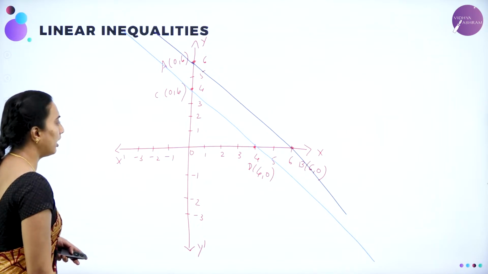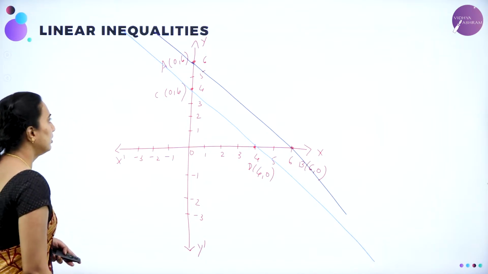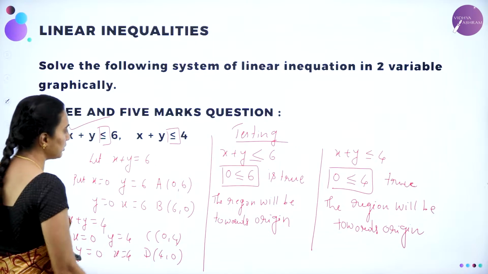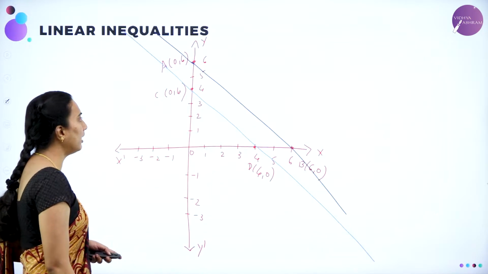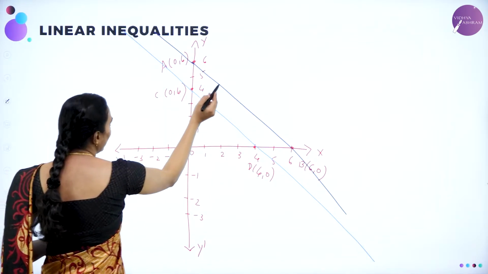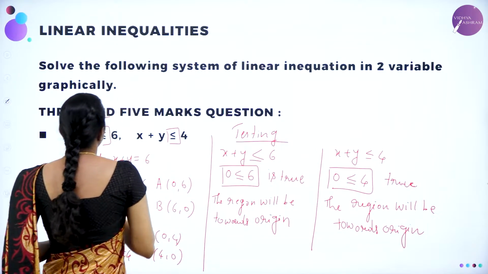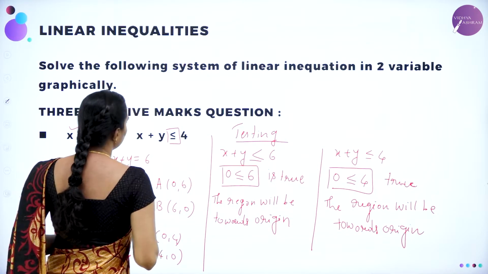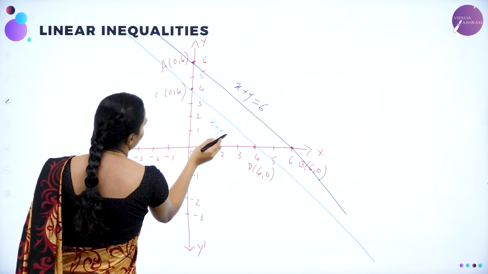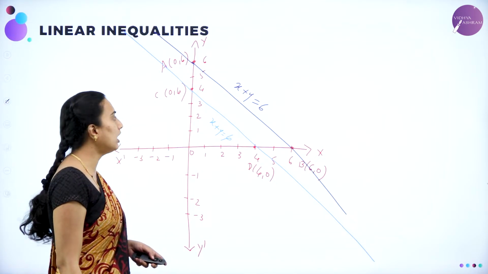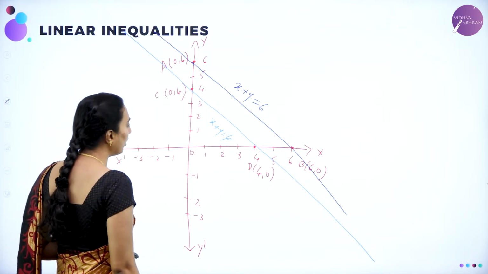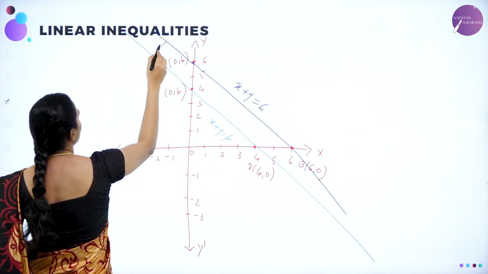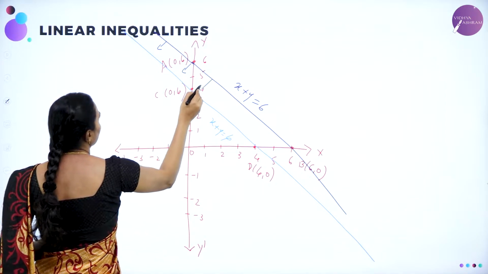Now you are going to mark the region, whether it is towards or away from the origin. Now first let us check. For the first one it is towards the origin. Let me write down that line there. This is a line which is having x plus y equal to 6, and this is a line which is having x plus y equal to 4, correct? Now here I am going to mark the point which is towards origin. Towards origin means where it will come. This is towards origin. I am marking the point.